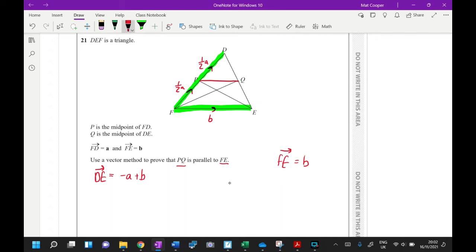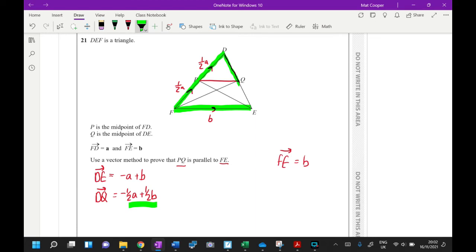Now I don't actually need D to E, but it's going to be helpful for me to work out D to Q, and that's half of that journey because we're told that Q is halfway along D to E. So half of that journey will be minus a half of A plus a half of B. So I can now colour in that line because I've got that journey as well. That's that journey there.